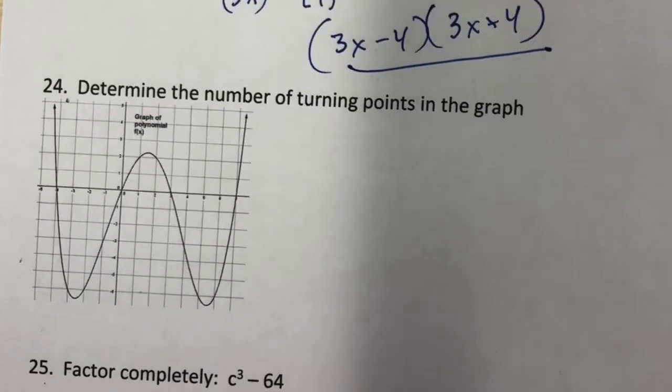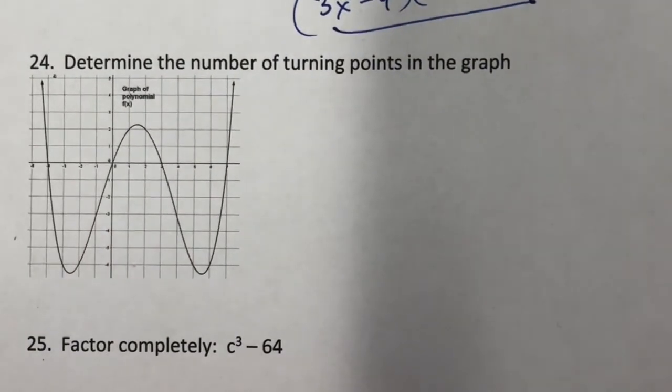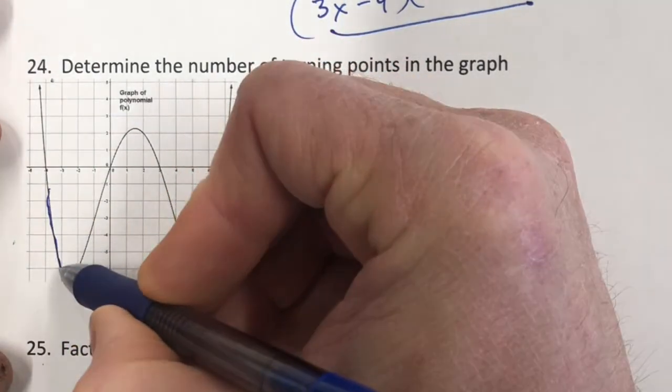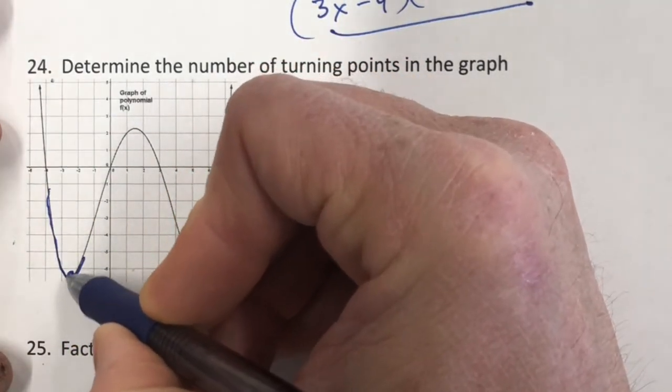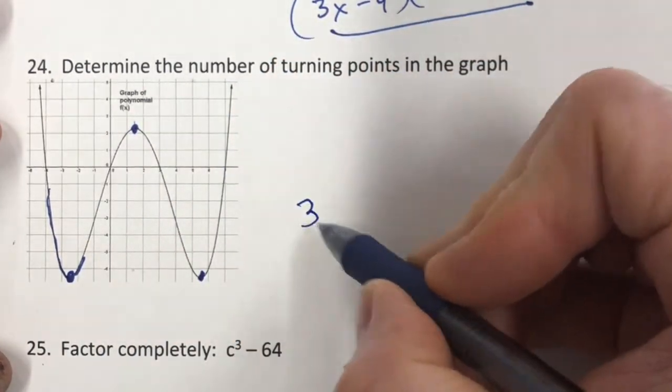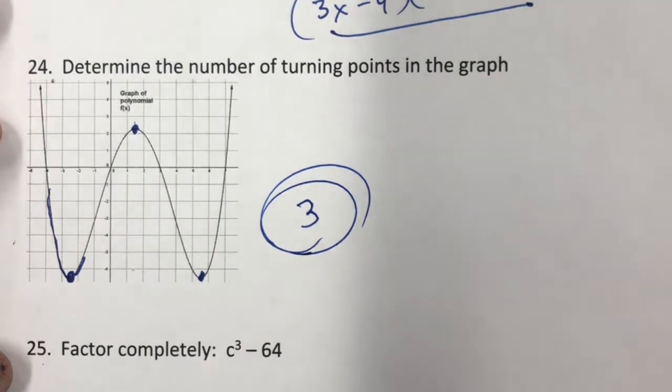Okay, 24. Determine the number of turning points. All right, this is easy. See how this thing's going through here? And all of a sudden it turns. Right there's a turning point right there. There's one. There's one. There's 3. 3 turning points. That's pretty simple.